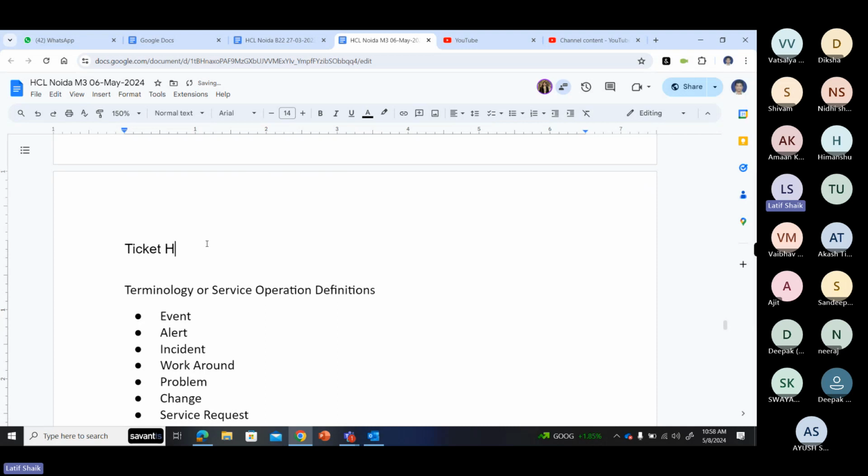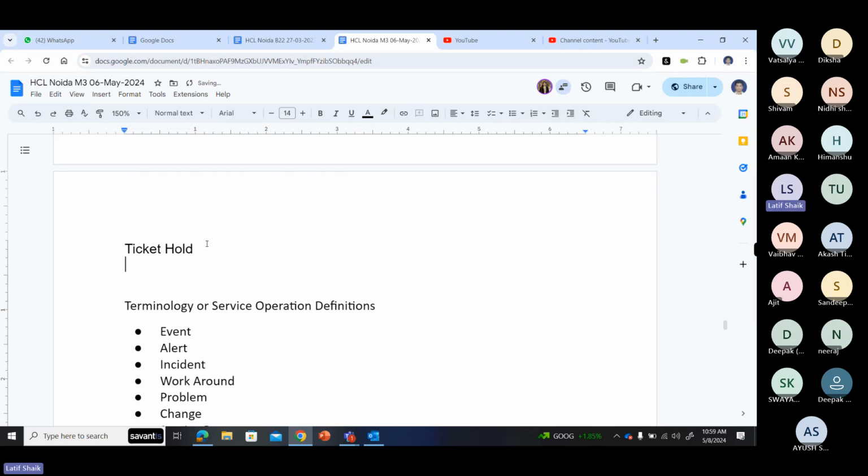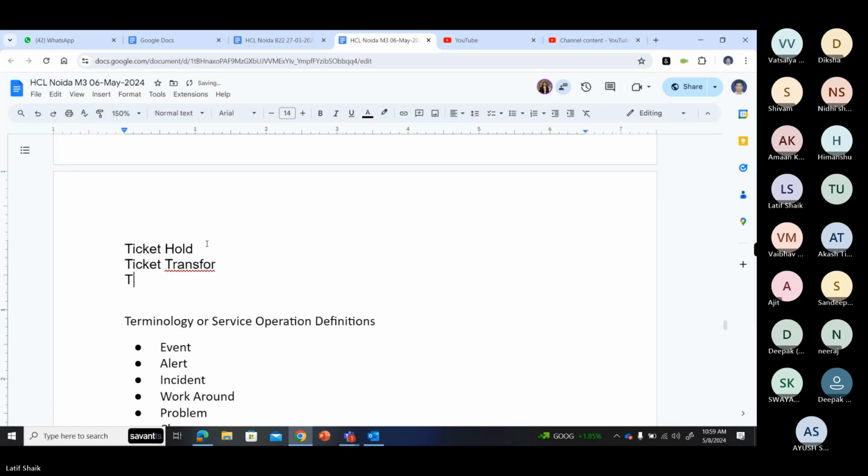Ticket hold. Ticket transfer. Ticket escalate. Transfer.